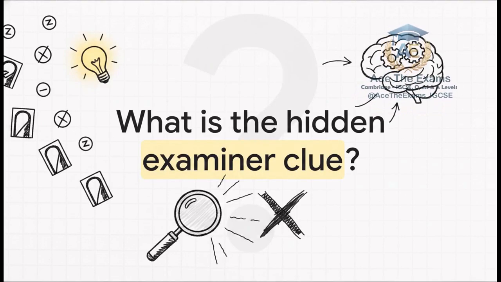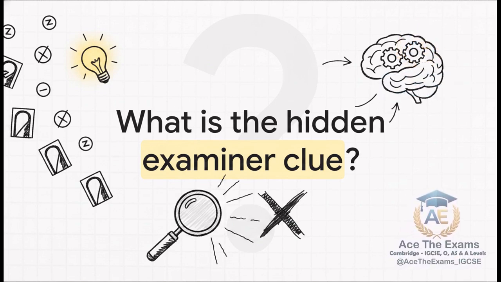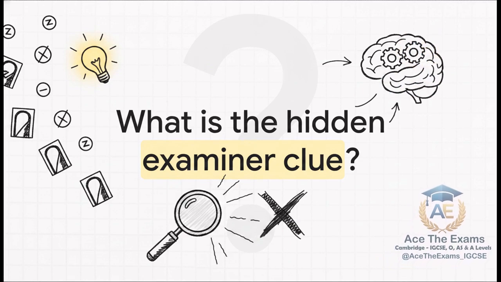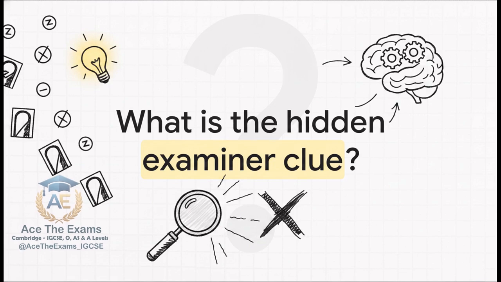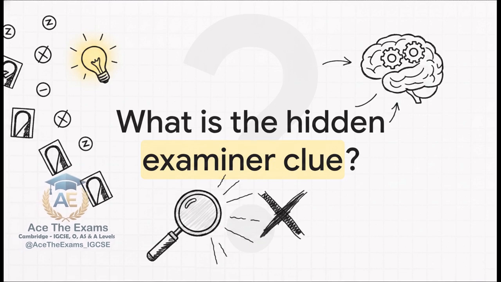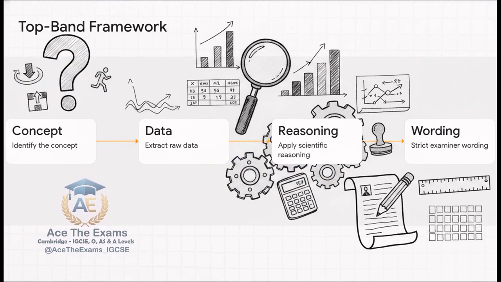Now, in just a moment, I'm going to show you the hidden examiner clue in these types of questions that changes the answer completely. Seriously, it's a game changer. But before we get to that, you need the overarching framework that makes spotting that clue blindingly obvious. Because if you miss this next framework, you're just going to keep falling for the exact same calculation traps over and over. Which brings us to our foolproof 4-step top-end framework.